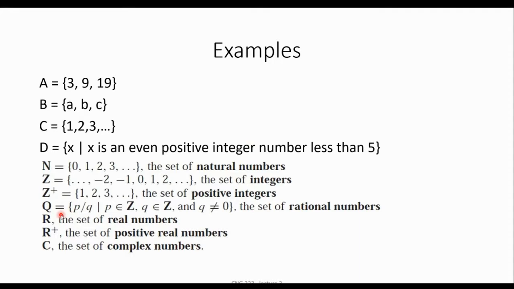Anyways, let's move on to rational numbers. We can show rational numbers like this: p over q, such that. So we show what values p can have, and also q. p can come from Z, q also from Z, and q not equal to 0.